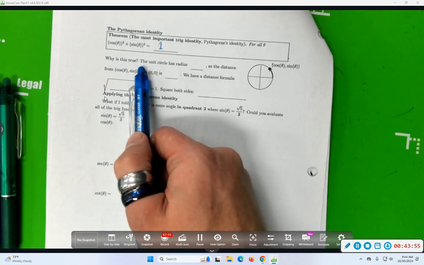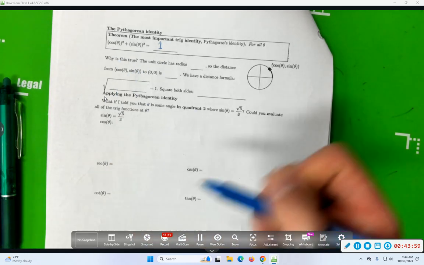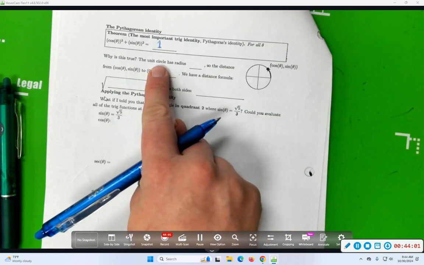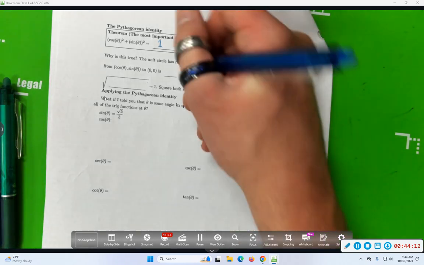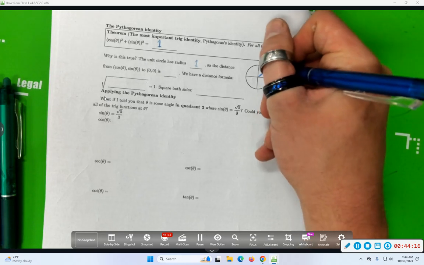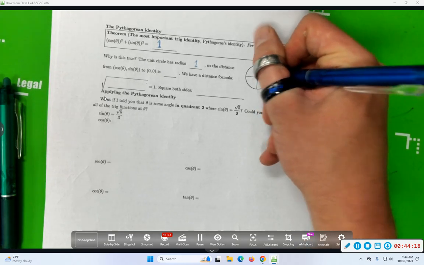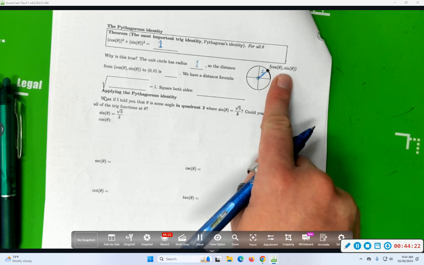Let's figure out why this is true. And the reason is just more geometry and a little bit of analytic geometry. So this is a unit circle that trig functions are drawn on. What's the radius of the unit circle? 1. That's why it's called the unit circle. Unit for 1. So that means the length of this line, because that's the radius of the circle, is 1. So the length of the straight line from 0, 0 to cosine theta, sine theta is 1.